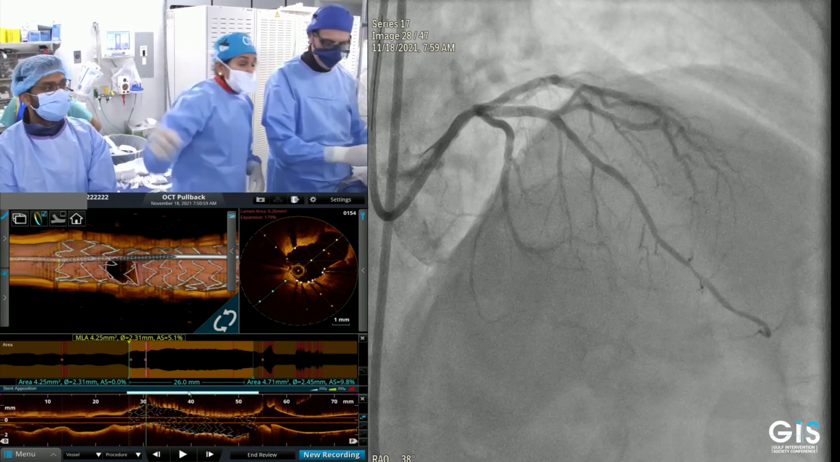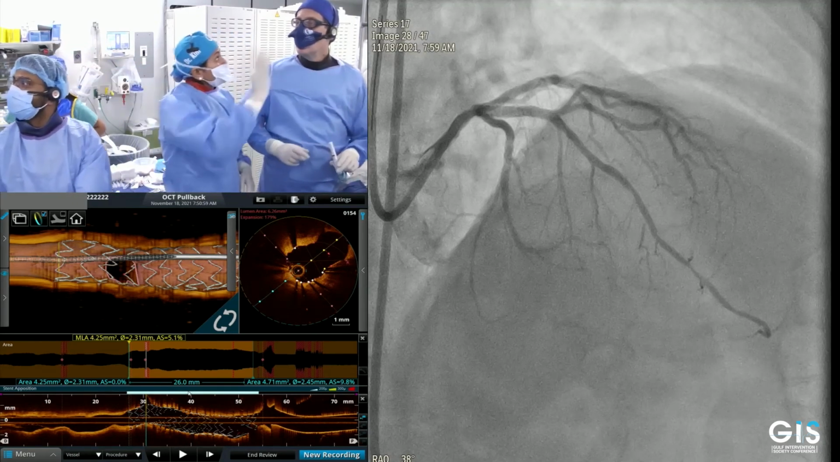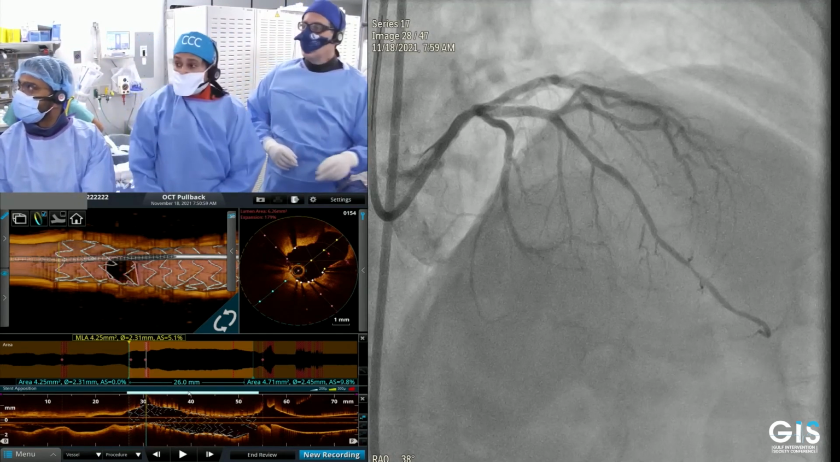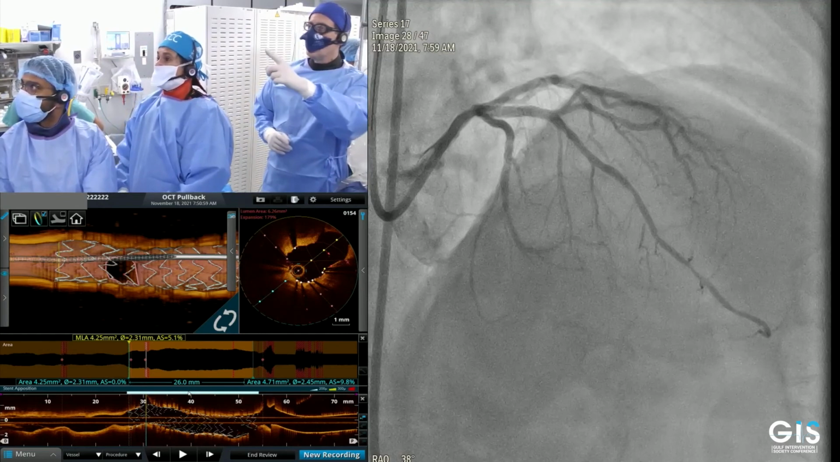That is the ostium of the stent. Yeah. Nice. Oh, by the way, if we have time, I want to ask them about the stent sizing. We have 1 minute to go.